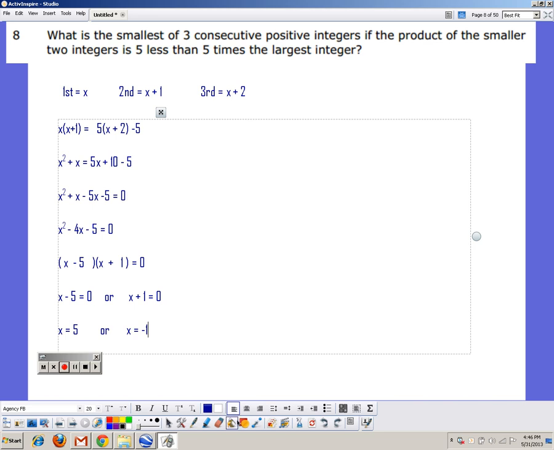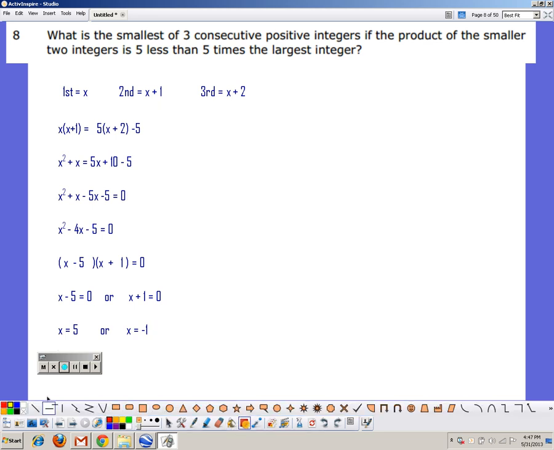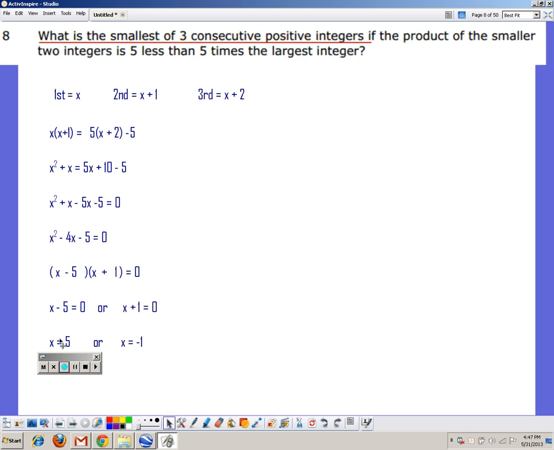Now we go back to our question. Our question clearly states, what's the smallest of the positive integers. Well, the only one up there that's positive of our answers is 5. So that's the one we're going to use. We're not going to use the negative 1 because it's negative and we want the positive answer. So our answer is x equals 5.